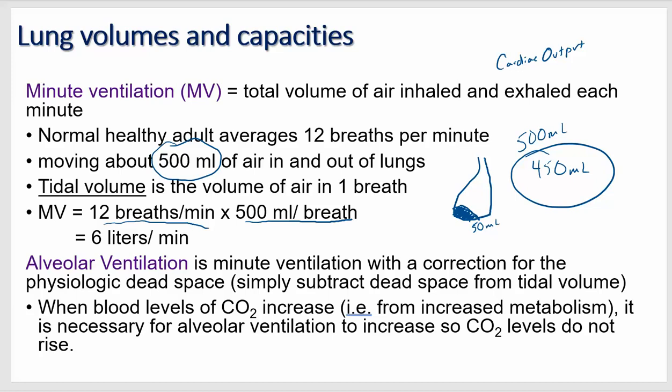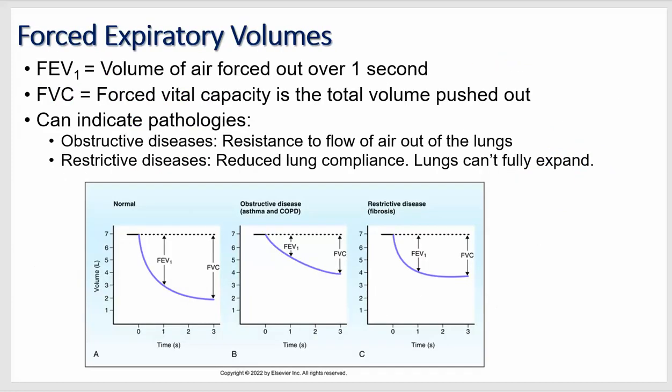All right, so when blood levels of carbon dioxide increase from increased metabolism, it is necessary for alveolar ventilation to increase so carbon dioxide does not rise. So what that means is that if you have a buildup of carbon dioxide, and we'll talk about that at some point, I don't think today, then your respiratory rate will have to increase. All right, so one more volume, forced expiratory volume, so FEV and FVC.